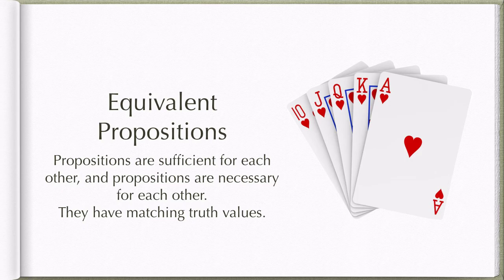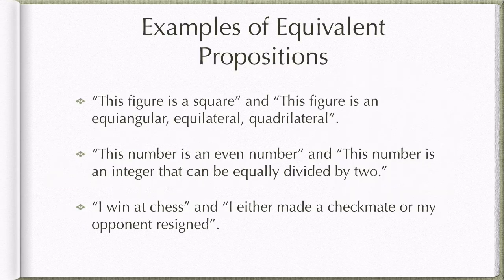Consider my hand in poker right now. I have a royal flush. The proposition, I have a royal flush, is equivalent to the proposition, I have an ace-high straight flush. If one of the propositions is true, so is the other. If one is false, so is the other. Here are some examples of equivalent propositions.